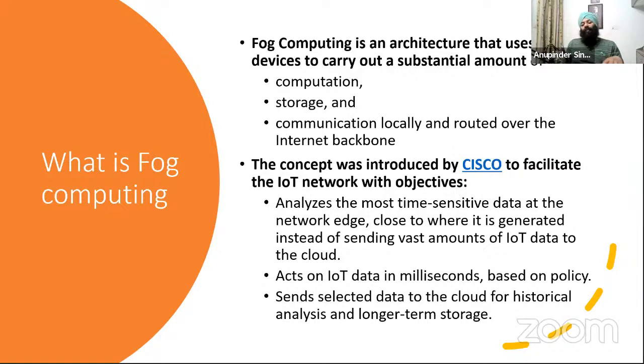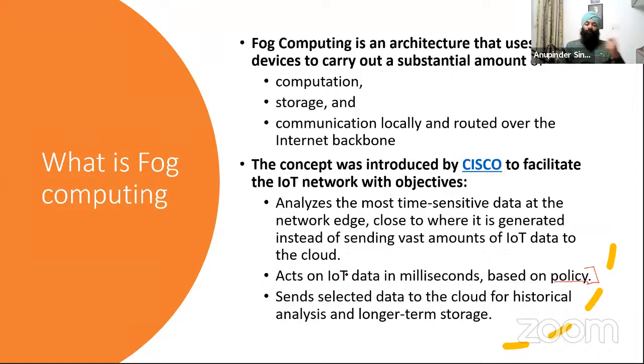Second is act on IoT data in milliseconds based on the policy, right? So that means another part they are trying to look at is the policy, right? It is basically with respect to the resources. It is basically with respect to the scheduling of a particular set of tasks, if there are multiple tasks to be done through a particular computation device, right? And the last objective is sending the selected data to the cloud for historical analysis and long-term storage.